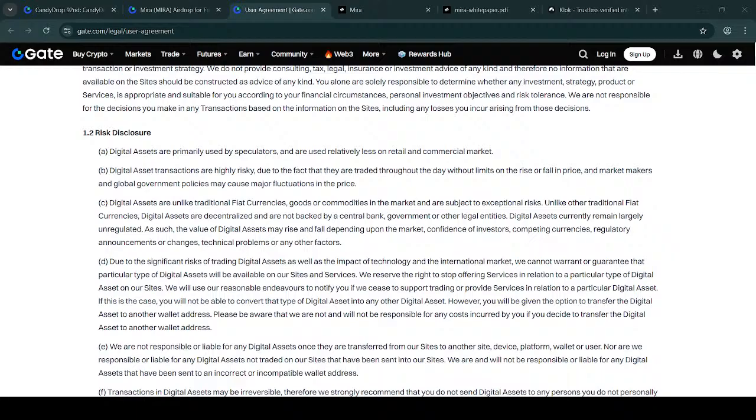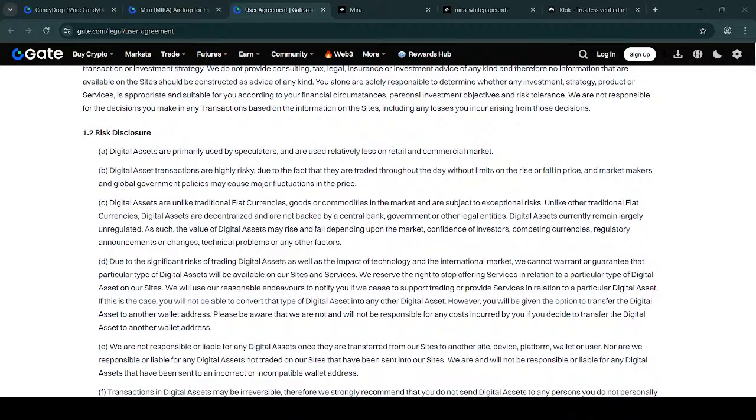So, let's talk here. We are not responsible or liable for any digital asset once it is transferred from our site to another site, device, platform, wallet or user. Nor are we responsible or liable for any digital asset not traded on our site that has been sent to our site. We will also not be responsible or liable for any digital asset that has been sent to an incorrect or incomplete wallet address, guys.